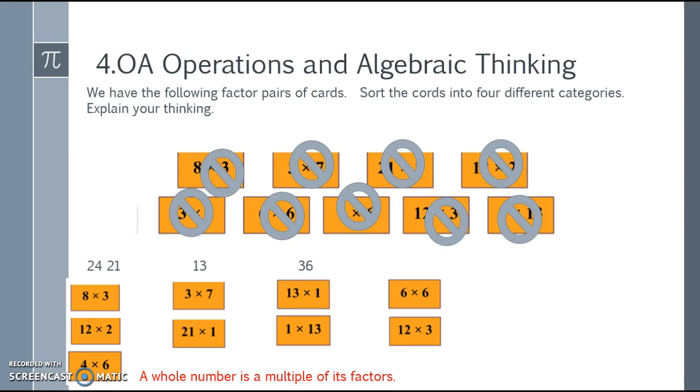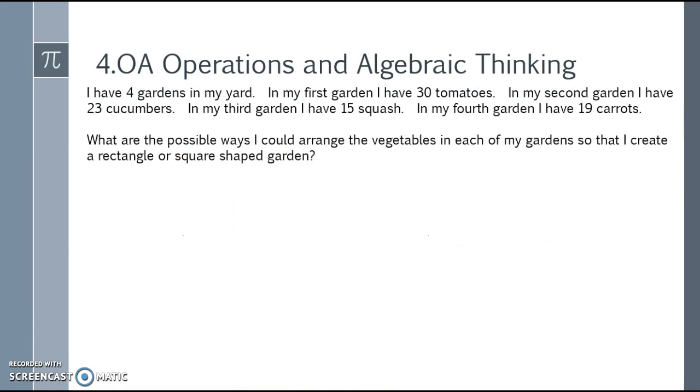So a whole number is a multiple of its factors. Thinking of factors then, I have 4 gardens in my yard. In my first garden, I have 30 tomatoes. In my second garden, I have 23 cucumbers. My third garden, I have 15 squash. In my fourth garden, I have 19 carrots.